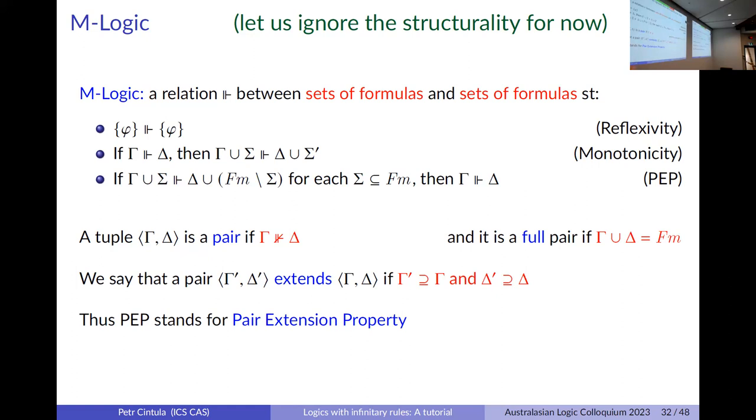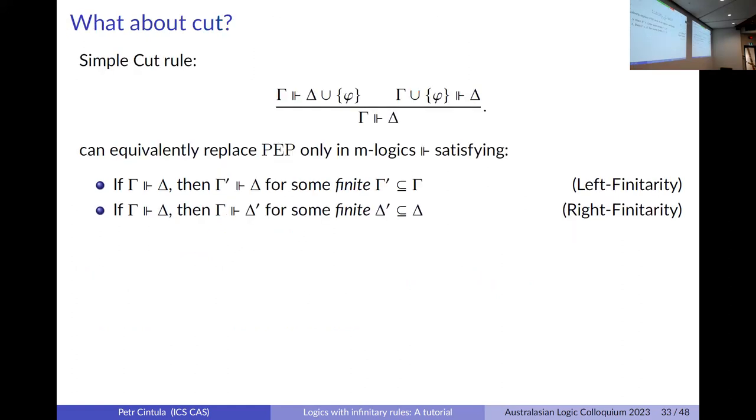So each pair can be extended into a complete pair, a full pair. So this is the pair extension property. You may ask, what about cuts? The simple cut rule, just the simple cut rule in the multi-conclusion setting, would not work. It would work only if you are both left finitary and right finitary.